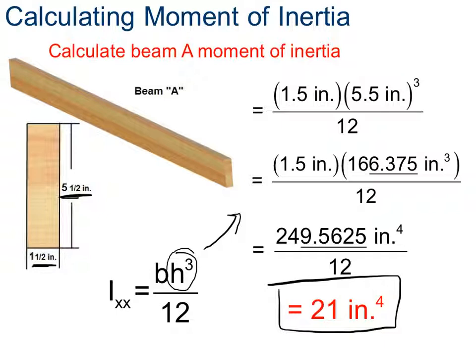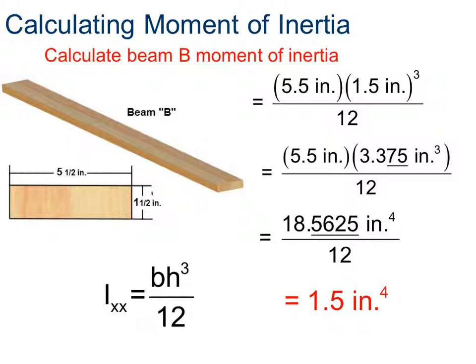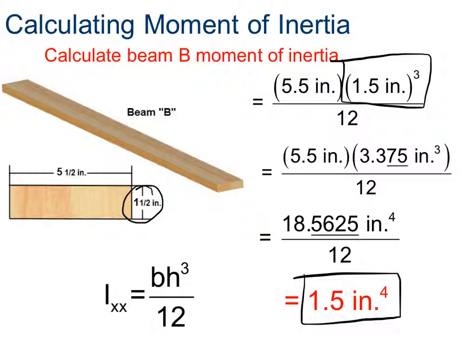Now when we do beam B, it's going to be laid on its side, right? So now our height is only 1.5 inches. So 1.5 is the number being cubed, which means that it's going to be a smaller moment of inertia, which makes sense, right? Because when it's laying flat like that, you have less resistance, okay, to putting that weight on top.